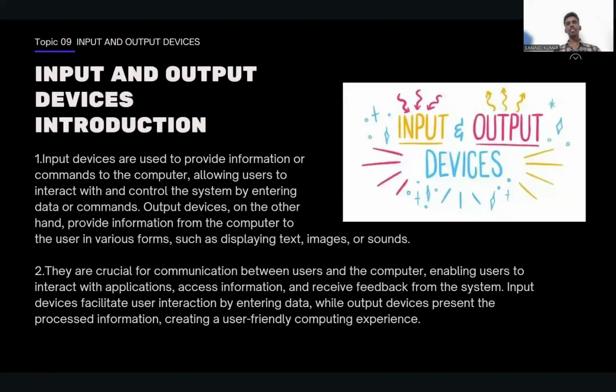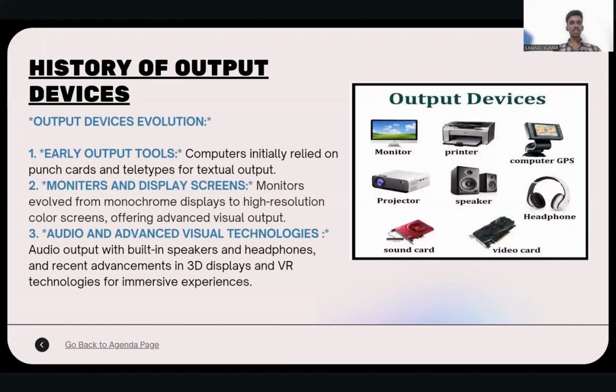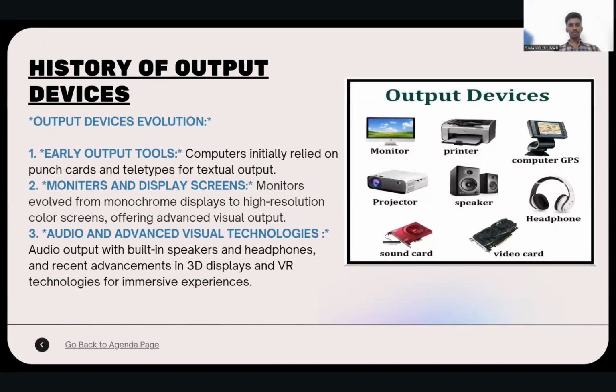Next topic is input and output devices. Input devices allow users to interact by entering data or commands, while output devices provide information in various forms. This communication is crucial, enabling user interactions, access to information, and feedback for the system, contributing to a user-friendly computing experience. So this is the history of output devices.